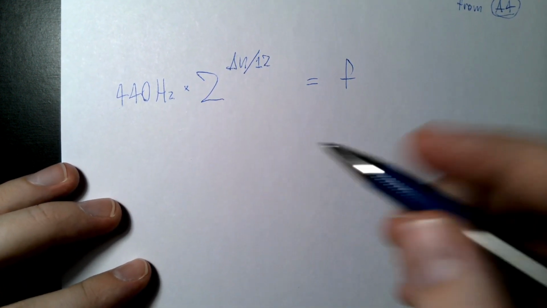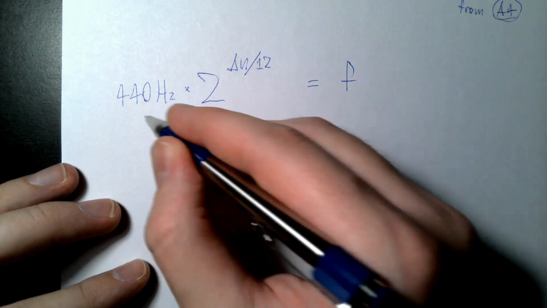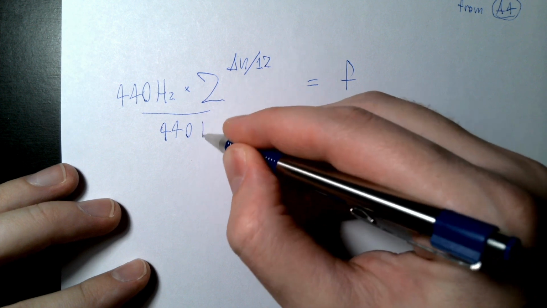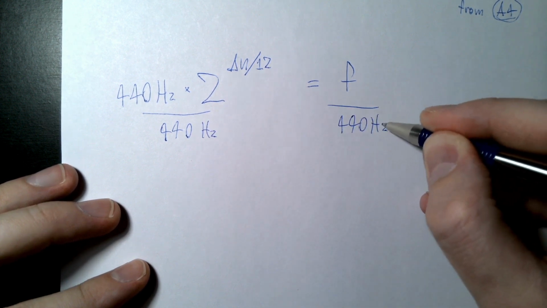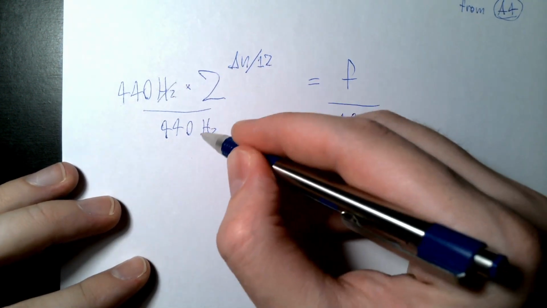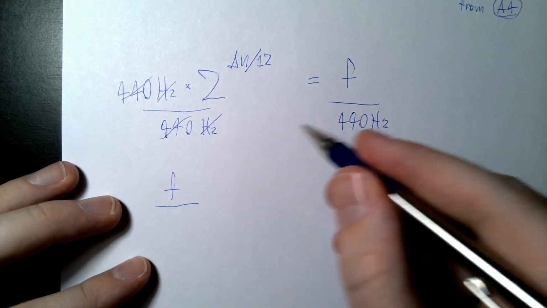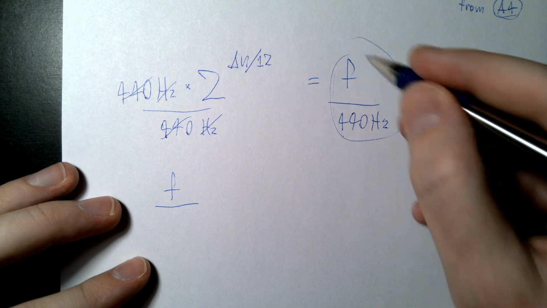So let's just do some algebra. We divide both sides by 440, by 440 Hertz to be specific. You need to keep the units in there so that the Hertz cancel, the 440 cancel, and F over 440 Hertz. I'll flip sides too. I'll put this on this side.